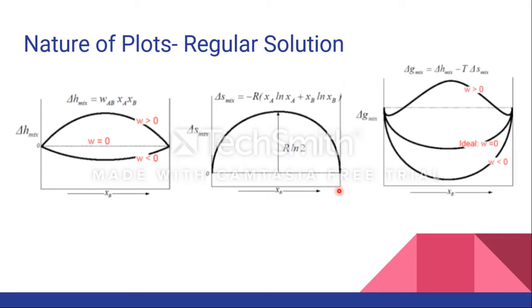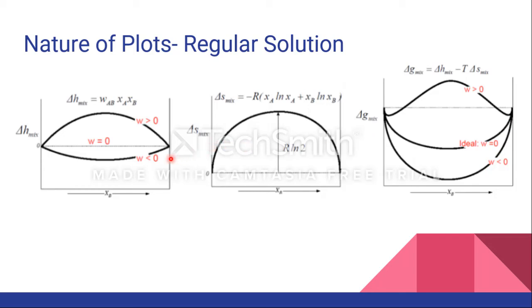So now let's plot the delta G of mixing. The delta H of mixing, as we've plotted, depends on the sign of W, and the minus T delta S of mixing will always be a negative term. So when W is equal to 0, it will follow an ideal solution, and when W is less than 0, the delta H of mixing would be a negative term, and therefore the negatives would add up and you'd get an even more negative term than the ideal behavior.